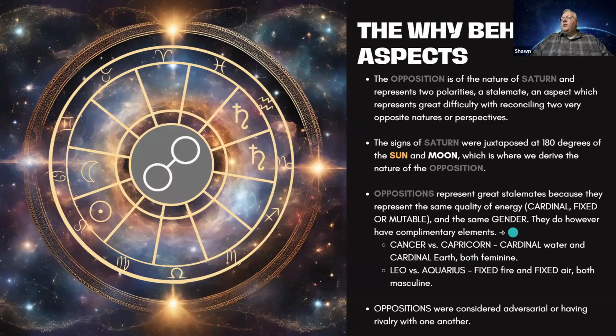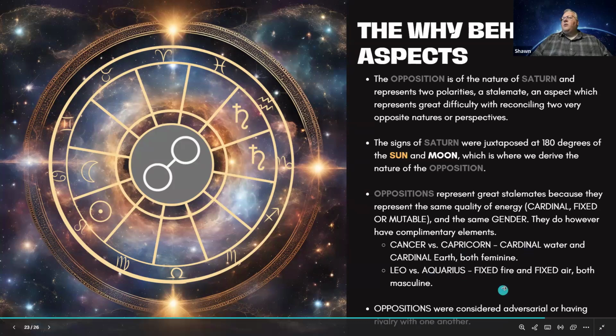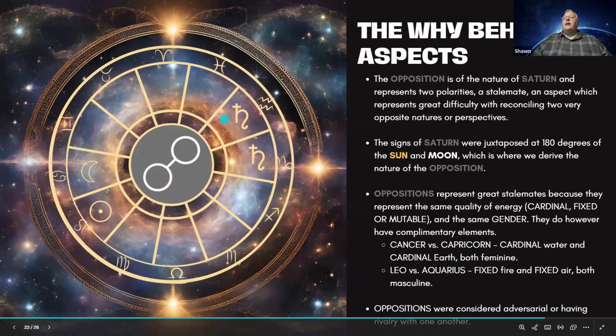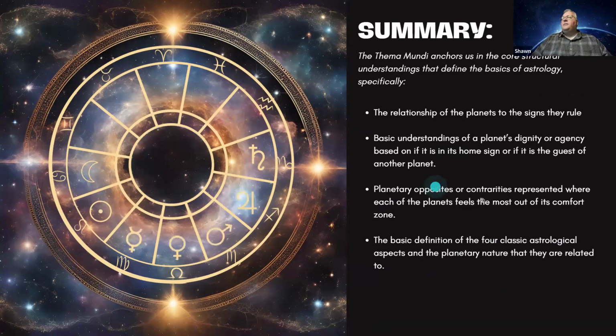You know, they do have complementary elements. And so that's what's interesting about opposition, it's almost like you should be able to work together, but because of that opposition of perspective and bringing that same energy, there's this clash. And that's why Cancer was the opposite of Capricorn, and Leo was the opposite of Aquarius. It's why the moon was in exile in Saturn's territory, and the sun was in exile in Aquarius, and Saturn was in exile in either one of these signs.